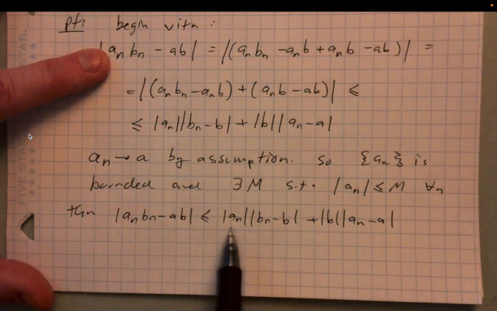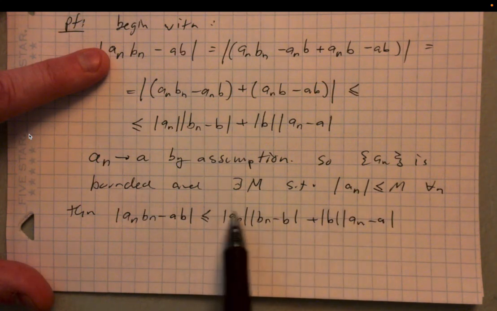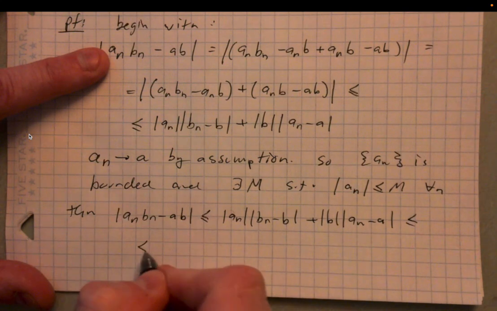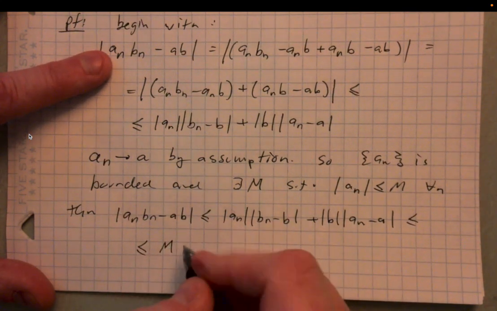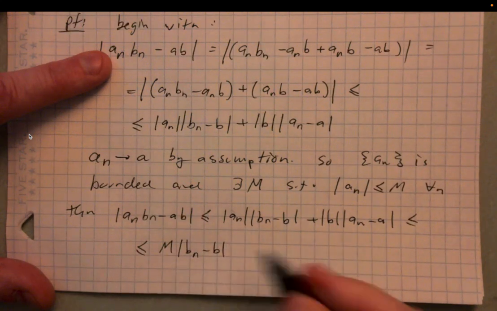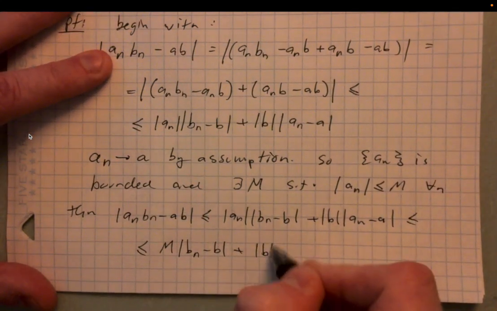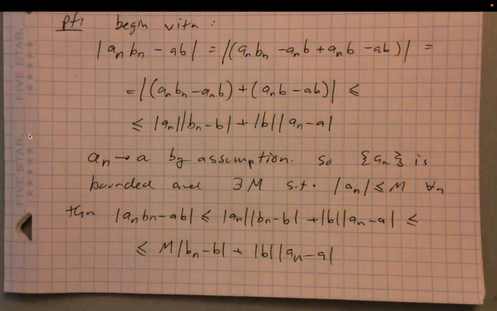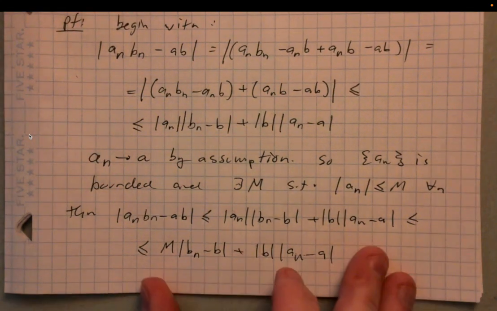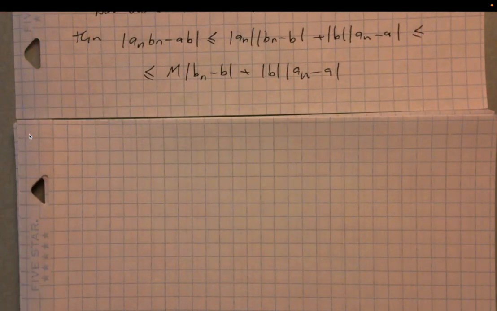Right, now we've established that there's some m for which this is smaller. Okay, and so I'm going to say less than or equal to some m, whatever that happens to be. Toss that in there. Okay, so we've got this. All right, let's get another sheet of paper going here.